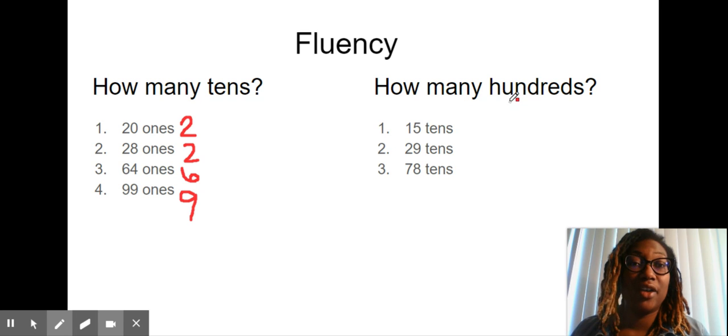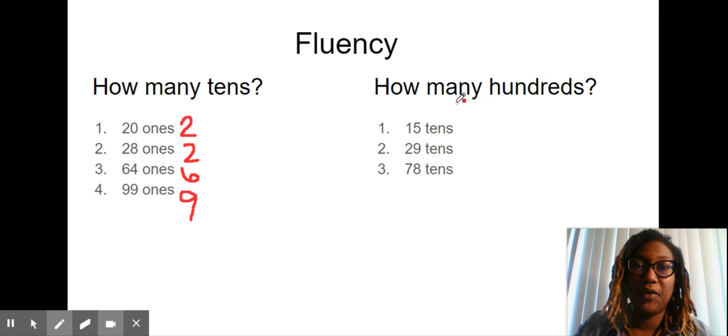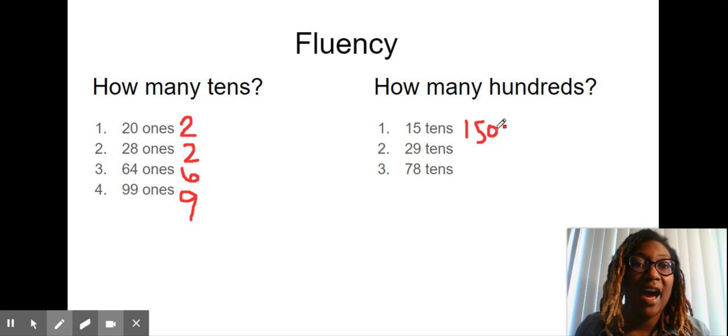And then how many hundreds? So me looking at this place isn't going to be as helpful initially as it was over here, right? Because 15 tens, we have to figure out what is that number. So 15 tens is really 150. So now I have my ones, my tens, and my hundreds. So it has 100.